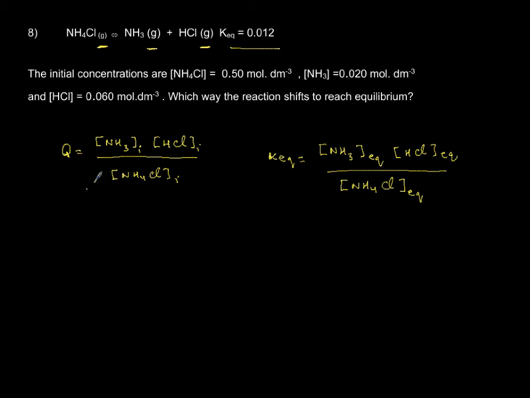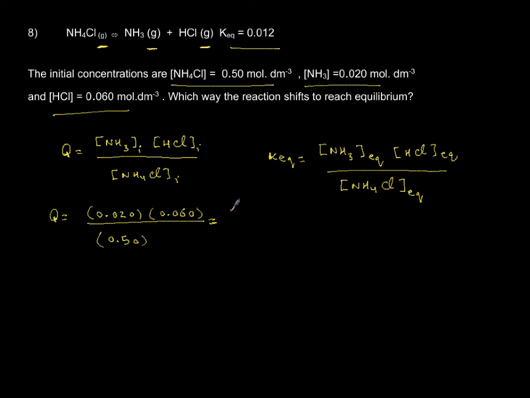So let's just plug in and see what we get. Reaction quotient Q is the concentration of ammonia times hydrochloric acid, so I have 0.02 multiplied by 0.06. There is no coefficient, there is no exponent. Divided by the initial concentration of ammonium chloride, which is 0.50. When I calculate this, I get 0.0024. Now if you look at your K equilibrium, it is 0.12, so this is less than K equilibrium.